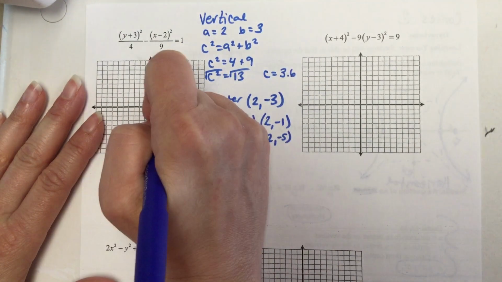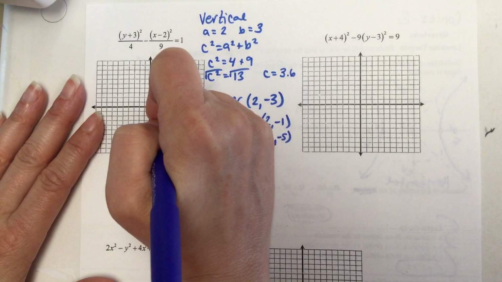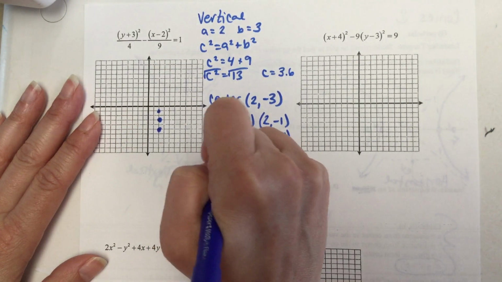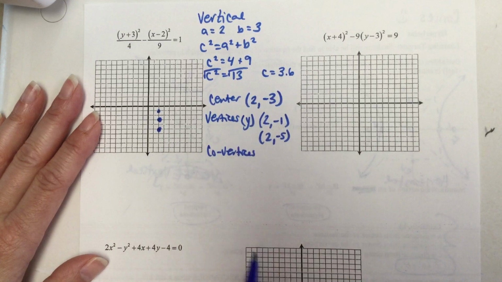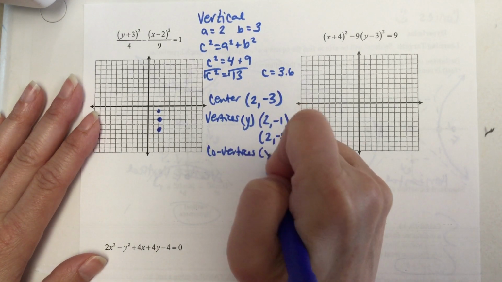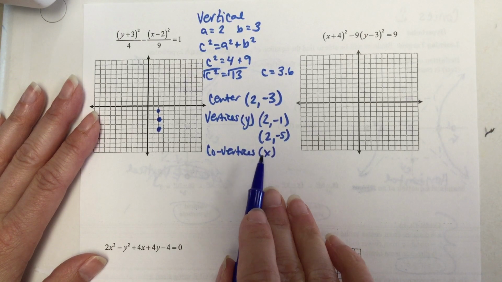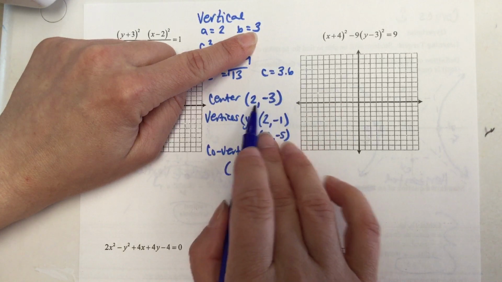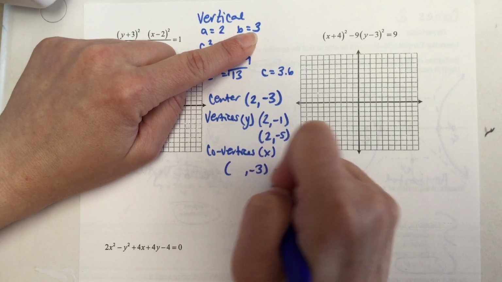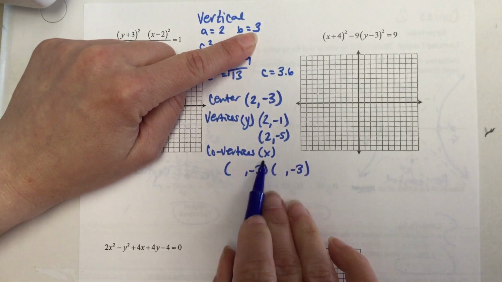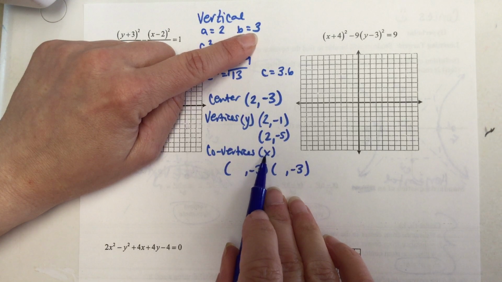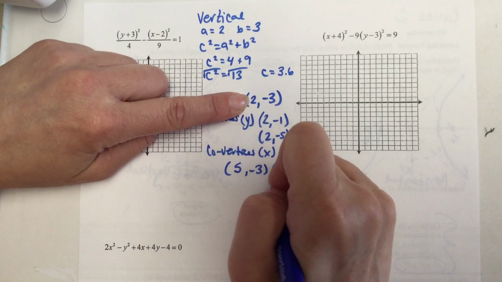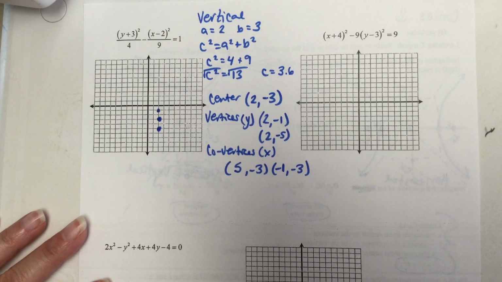So I go to the right 2, down 1, 2, 3, 4, 5. Those are my vertices. Because for my vertices I changed a y, my co-vertices I change an x. Co-vertices, you always use the b value. So again, you're using your center. I'm keeping the y, the -3, that doesn't change. I'm changing the x, and I'm adding and subtracting 3. So 2 plus 3 is 5. 2 minus 3 is -1. So those are my co-vertices.